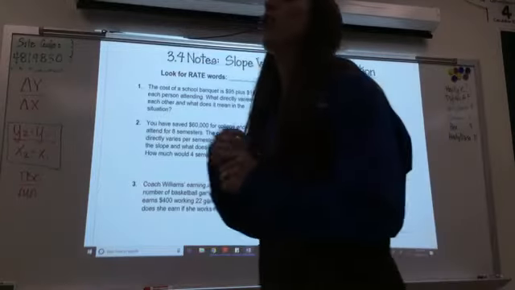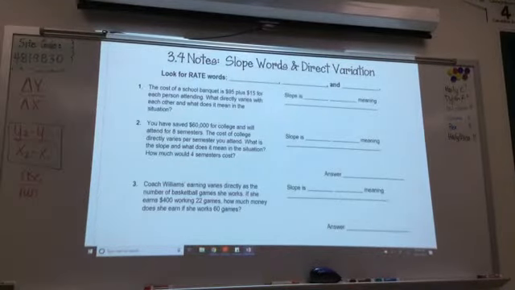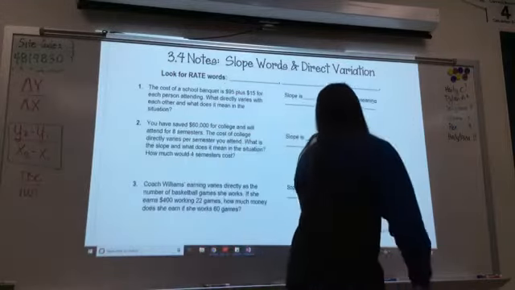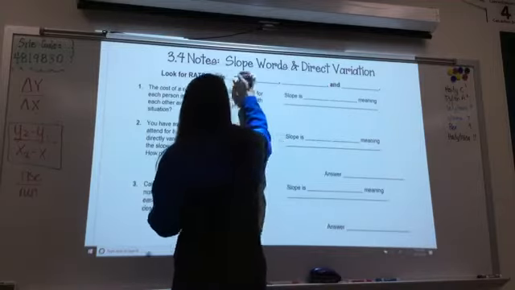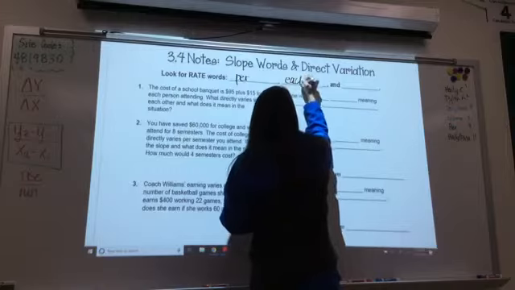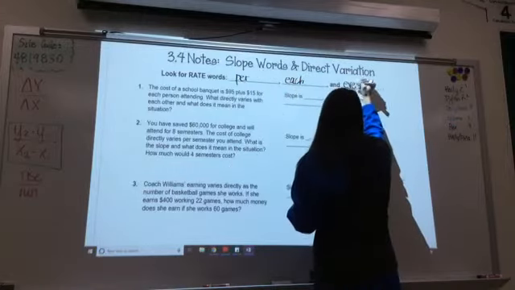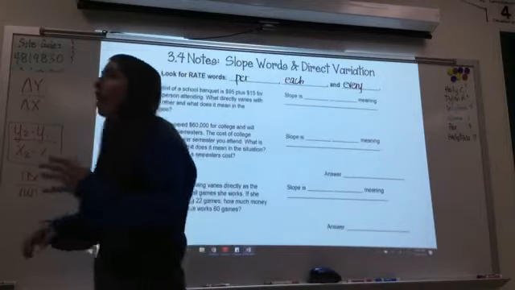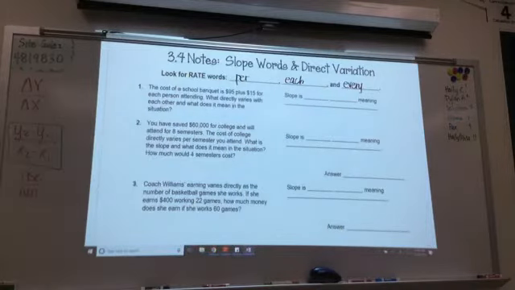Okay? So, slope words. Slope words, there's 3. You already know them because you cheated. What are they? Per, each, and every. Okay? But here's what I need from y'all. I need to make sure you understand why these are slope words. They're called rate words, because that is how your problem is changing at a constant rate.